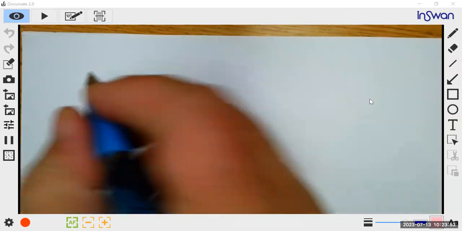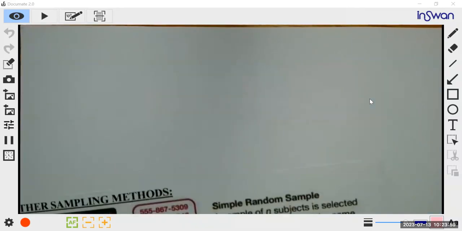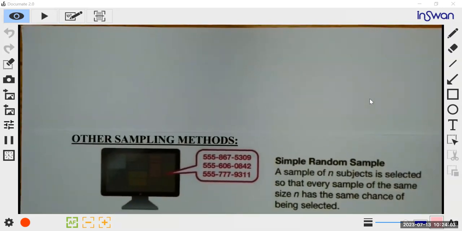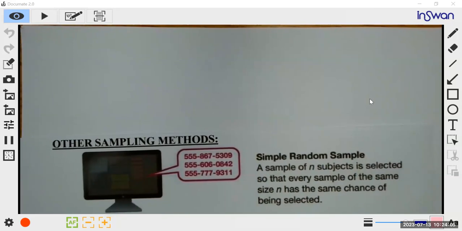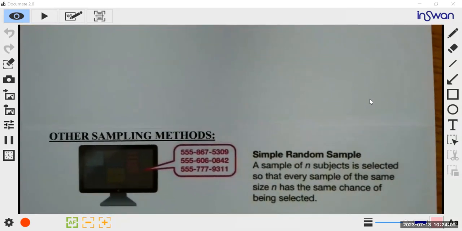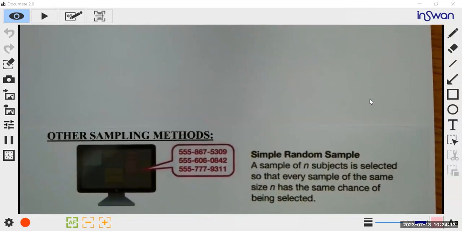So we have the random samples. What's another way? Oh, I'll just give you these. We'll go here from the bottom up. There's the first one. Randomly selected. They used to use phone books to choose people for jury duty.